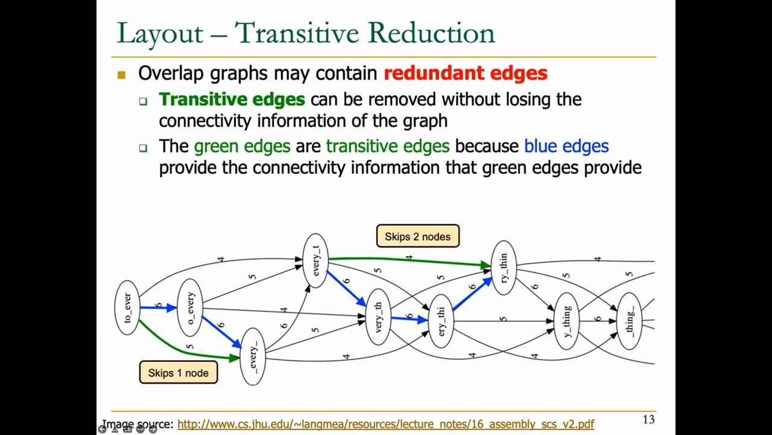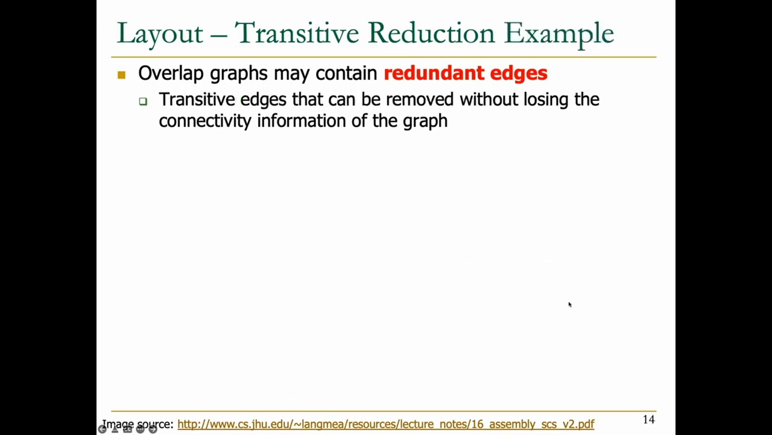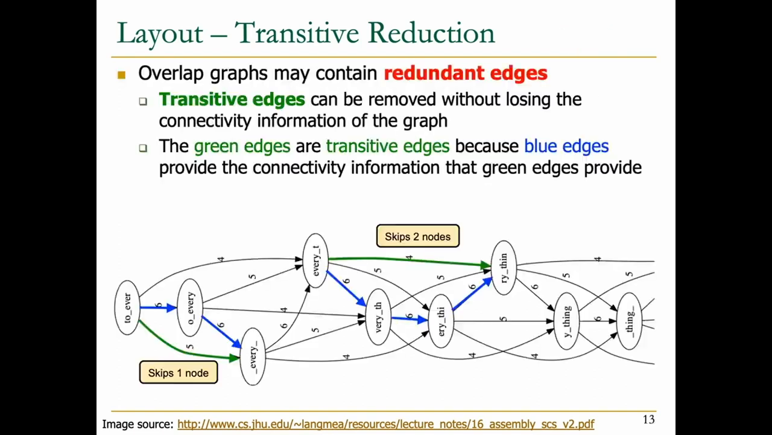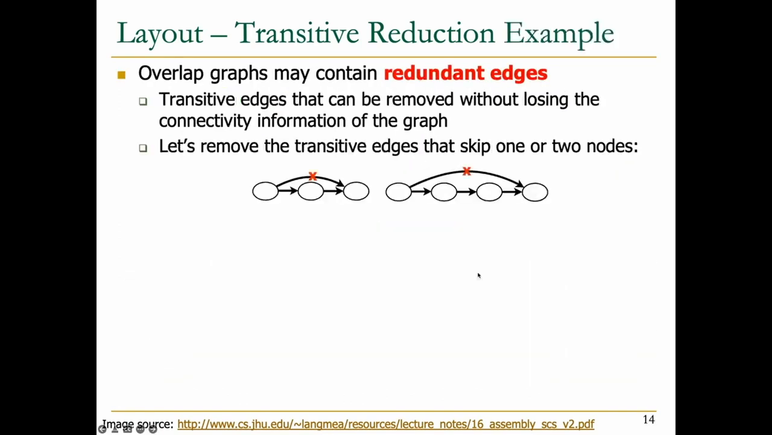So here in this case, this transitive edge skips one node, and in this case, there's another one here, it skips two nodes. So although we visit more nodes, it's okay. Our goal is just to simplify the graph right now. So all right, then let's provide more examples. As we said, overlap graphs may contain redundant edges. For example, let's just remove transitive edges that skip either one or two nodes, as in this example, right? This skips one node and this skips two nodes.